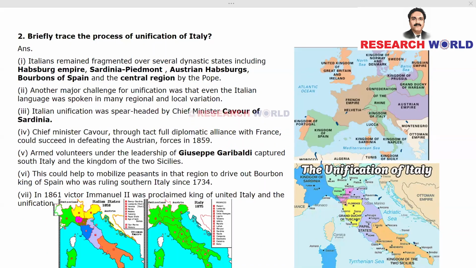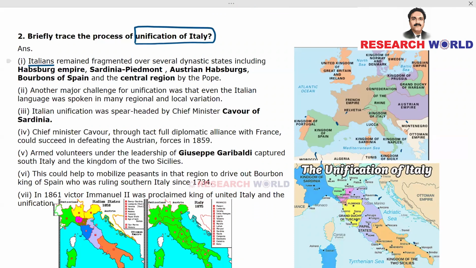Okay, dear students, now moving on to the second question of Unit 4, Chapter 1. Let's see this. Briefly trace the process of unification of Italy. In the first question, we did cover the unification of Germany. Here, we are talking about the unification of Italy.